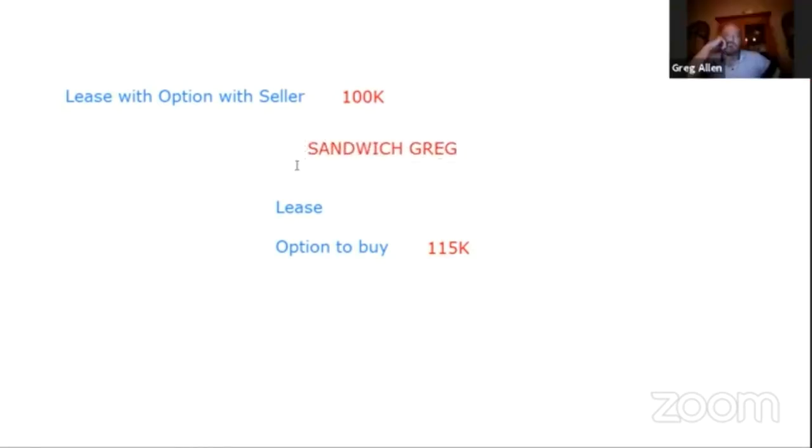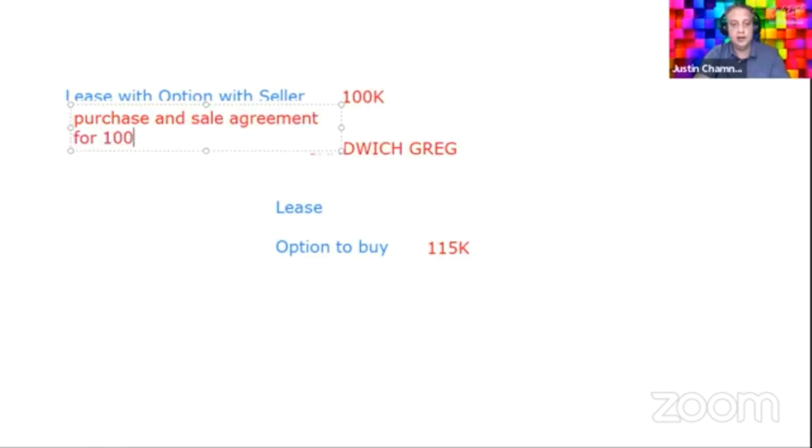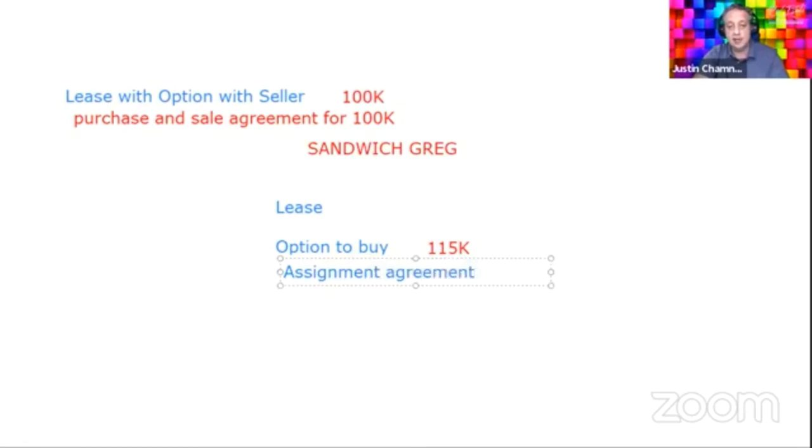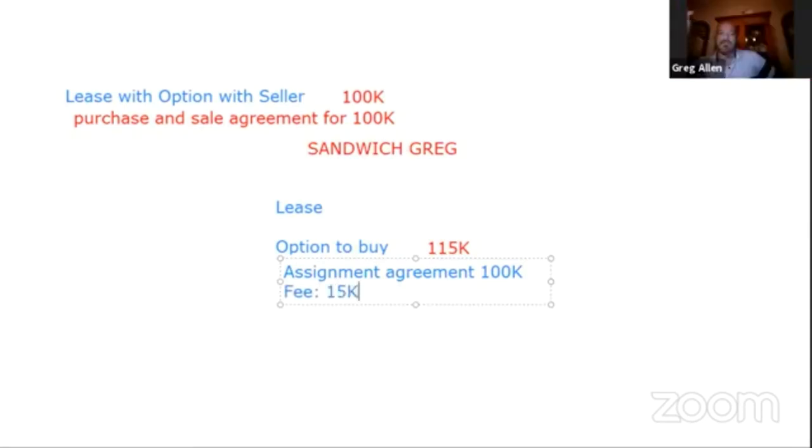So how do you get this $15,000 that's the difference between what you owe the seller and what the tenant buyer owes you? Well, you enter into a purchase and sale agreement with the seller for $100K. Now you've got a tenant buyer that's ready to buy though. So you go to him with your new purchase and sale agreement for $100K and you say, "Hey, Mr. Tenant Buyer, I want you to sign this assignment agreement, where I'm assigning this purchase and sale agreement over to you. You can see the purchase price for that is $100,000, but the fee that you're going to pay me is $15K."